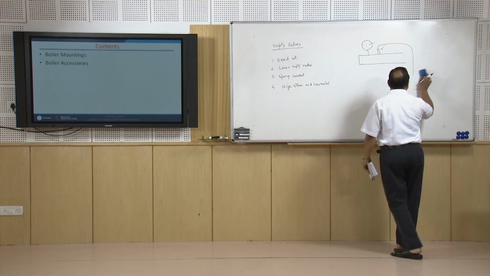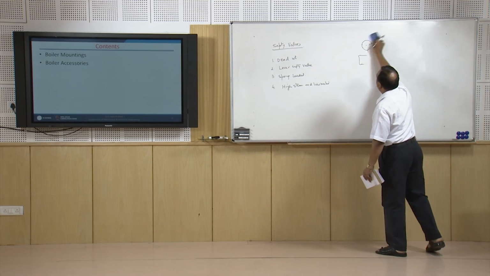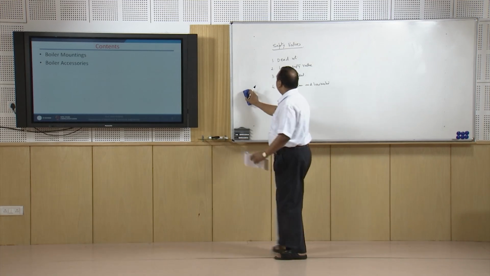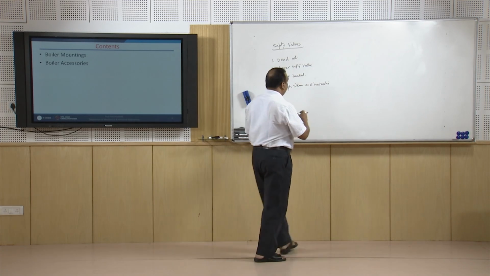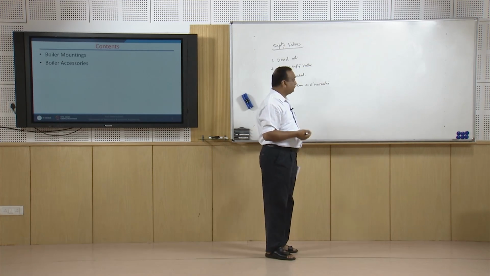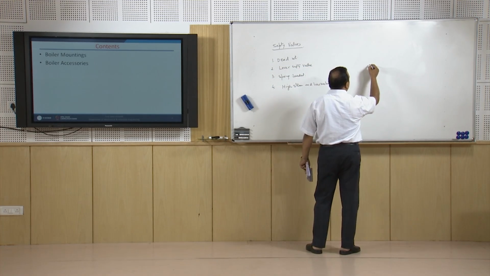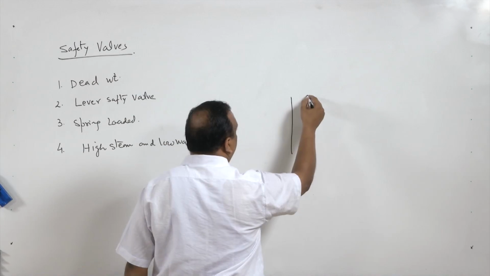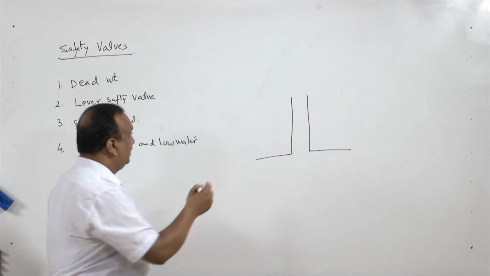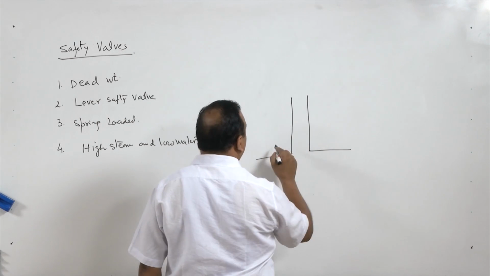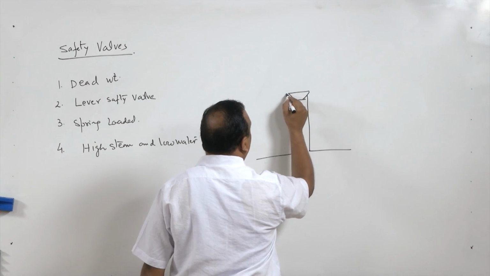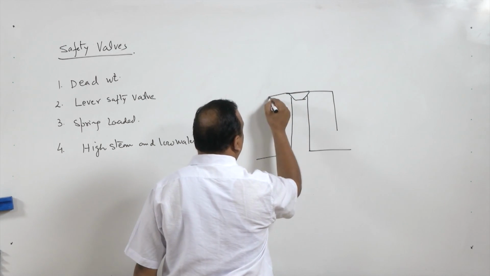Now, these safety valves are fixed on the boiler shell. Dead weight safety valve: as it implies from the name itself, it consists of dead weights. Suppose there is a passage of steam and this is connected to the boiler shell. Now, through this passage the steam is coming and there is a closing arrangement for this and there is a housing.